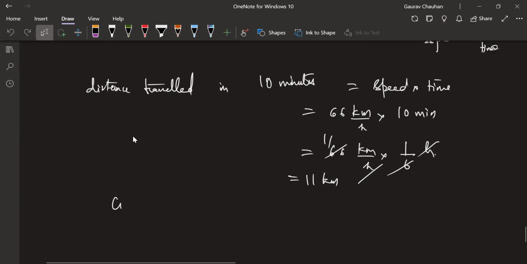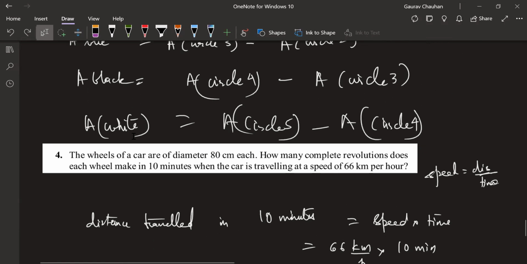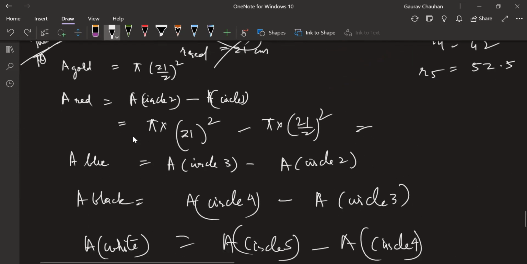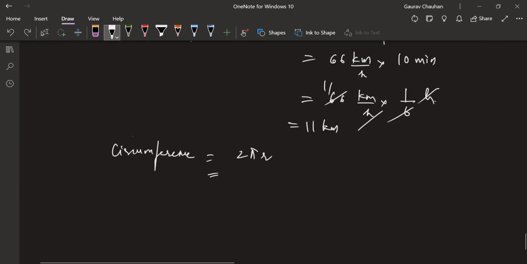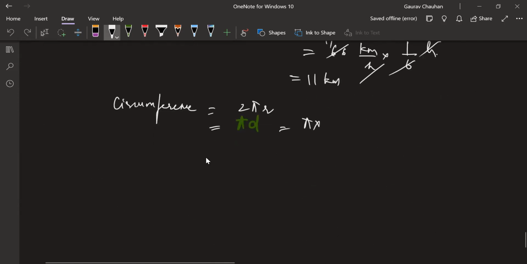Now my circumference I will find. Circumference is equal to 2 pi r. Or you can directly find using the diameter. So in case of 2 pi r, you can write pi d also, right? In place of this, you can directly write pi into 80, the diameter. Don't go ahead and multiply this. Don't break your head there, okay?